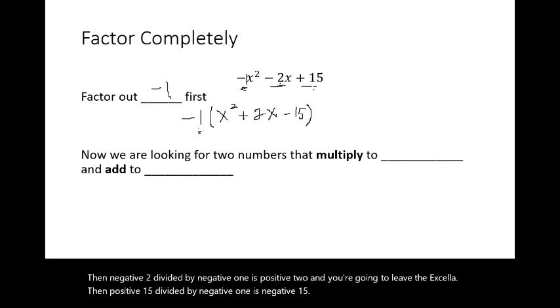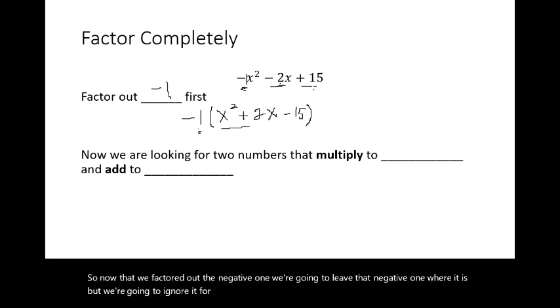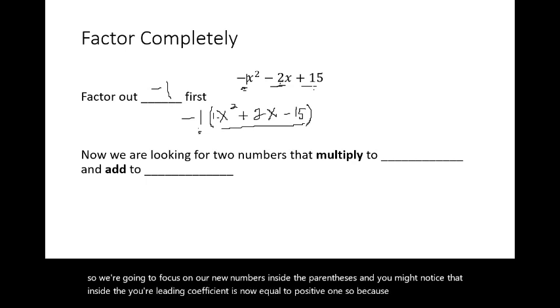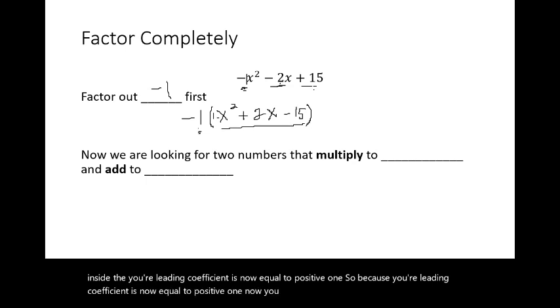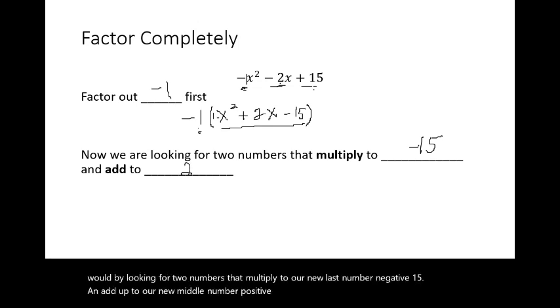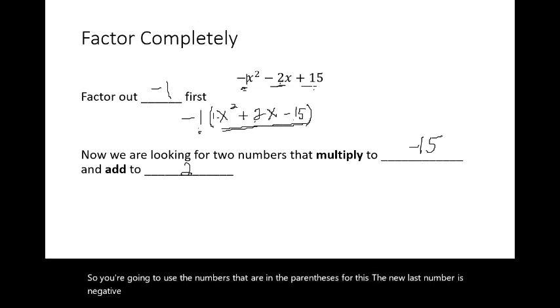So now that we factored out the negative 1, we're going to leave that negative 1 where it is, but we're going to ignore it for right now, and we're going to focus on our new numbers inside the parentheses. And you might notice that inside the parentheses, your leading coefficient is now equal to positive 1. So because your leading coefficient is now equal to positive 1, now you can factor like you normally would by looking for two numbers that multiply to our new last number, negative 15, and add up to our new middle number, positive 2. So you're going to use the numbers that are in the parentheses for this. The new last number is negative 15, and the new middle number is positive 2.